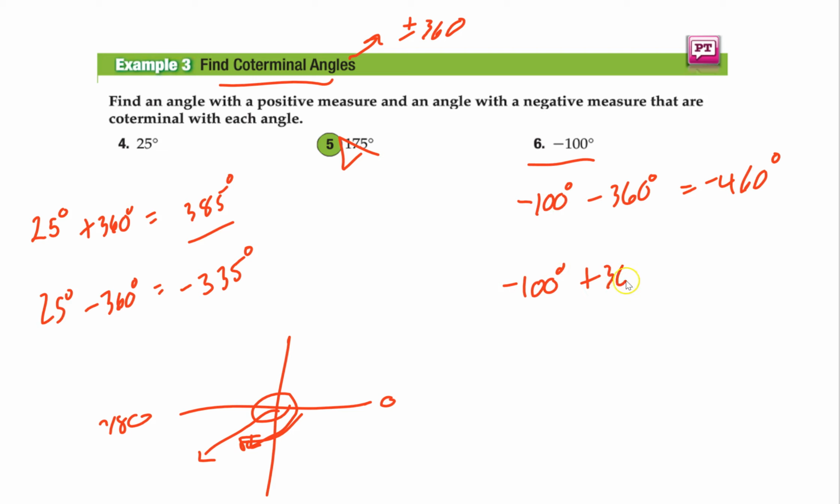Now you want a positive coterminal angle? Just add 360, and you get 260. So that one, if I was going to draw it the proper way, here's 0, here's 90, here's 180, here's 270. So 260 is in this quadrant, the exact same spot. So those are the coterminal angles.